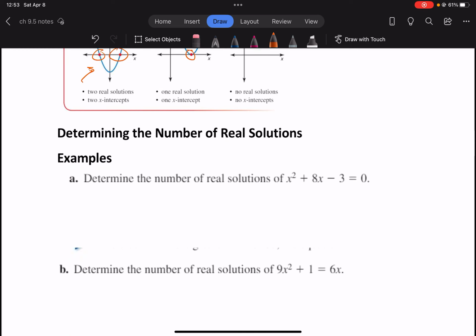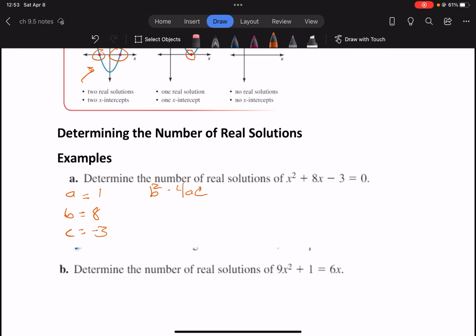So let's look at this one. So I write down my A, B, and C. What are they? X squared, I have the number on x squared, which is 1. The number on x is b, which is 8. And c is -3. So then I'll just do b squared minus 4ac.